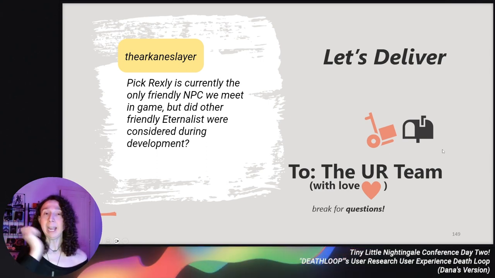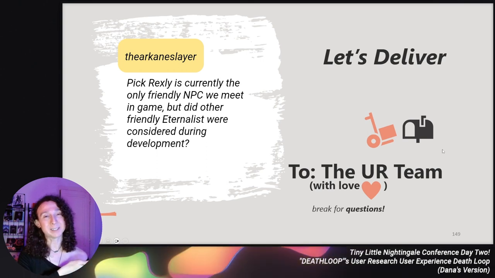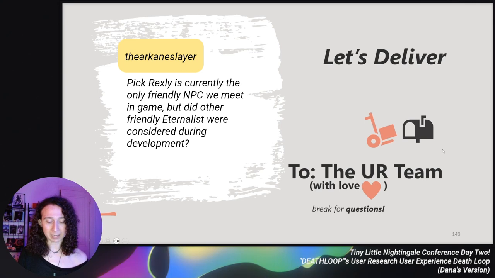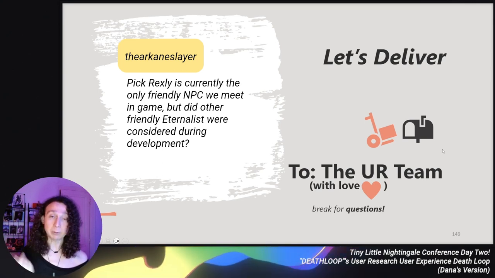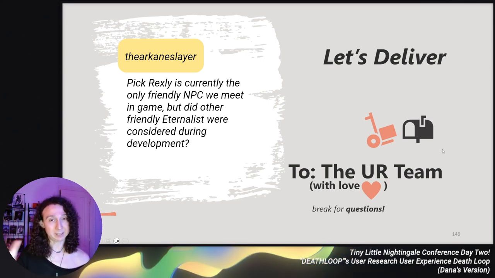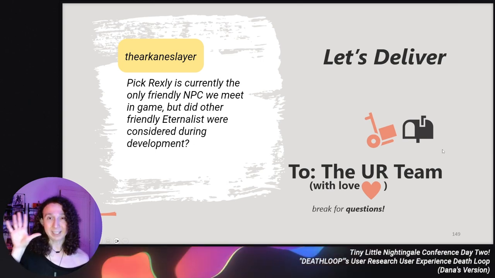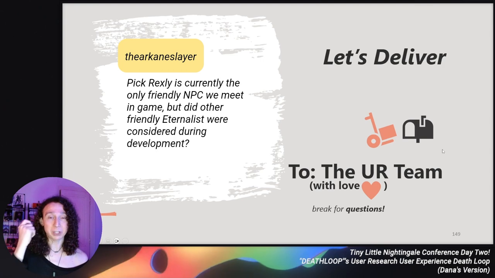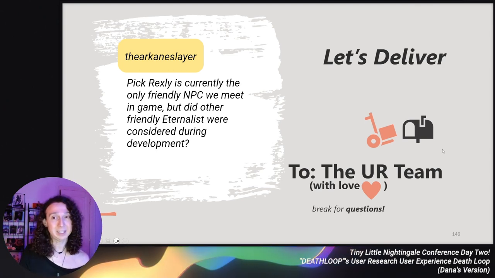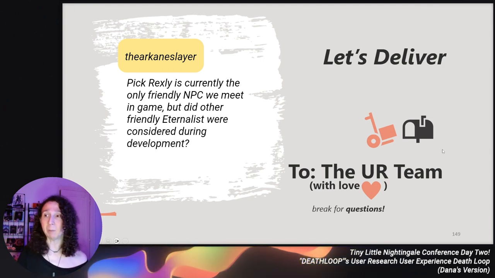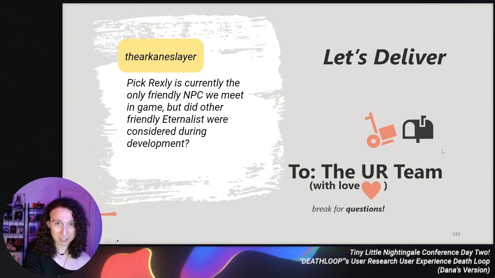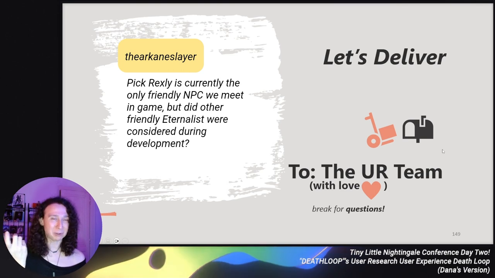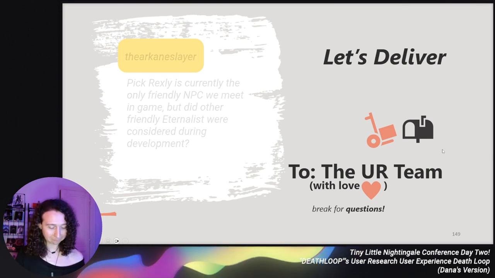Every time another friendly Eternalist was proposed, it kind of stole some of the magic from Pick Rexley. So yes, they would get pitched, but ultimately the guiding vision there was, Colt's relationship is with Juliana. This is all about them. If we're going to introduce a third character, it's got to be a really special and unique moment. Of course, there's also 2-bit, so technically there's another friendly NPC, but both of those are very unique and special.